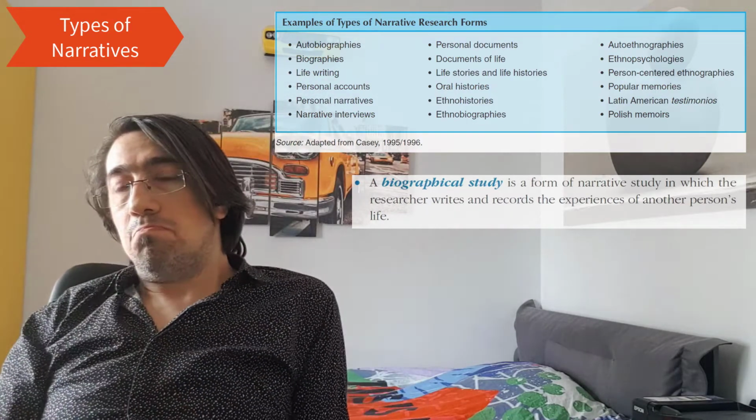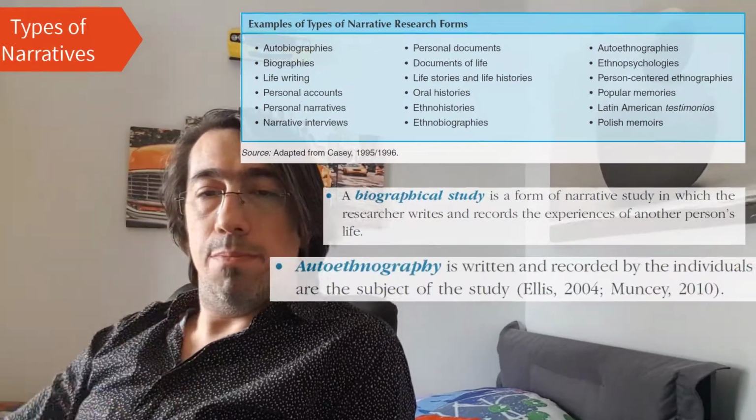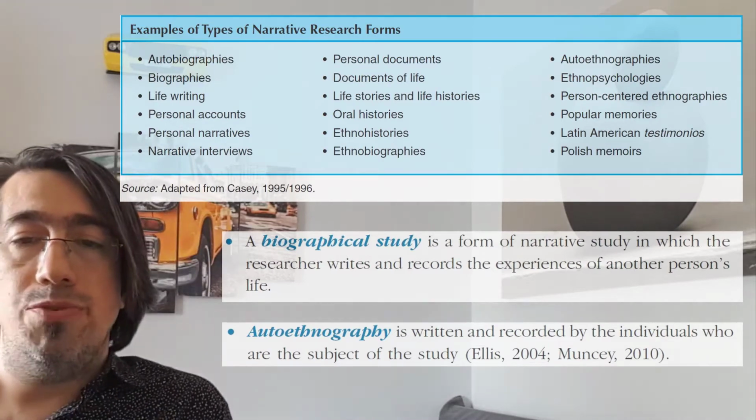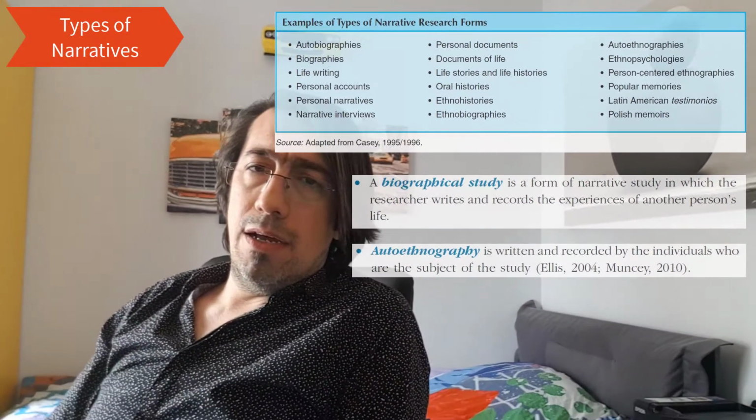And autobiography, another example: an autobiography is written and recorded by the individuals who are the subject of the study. We don't need to explain the other ones.